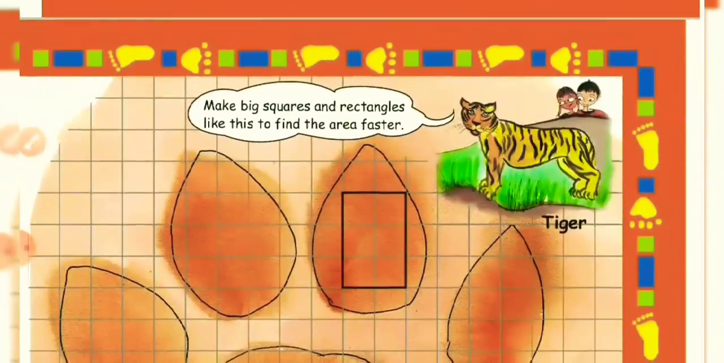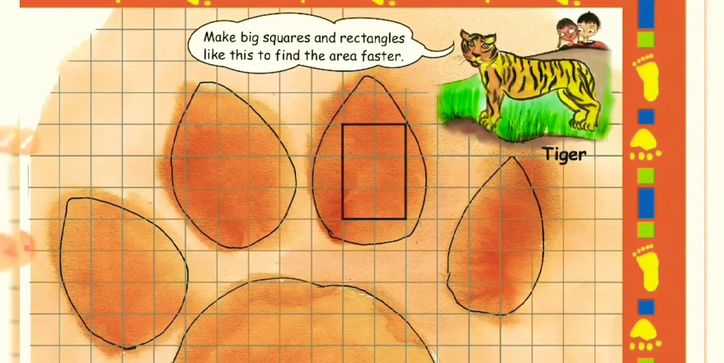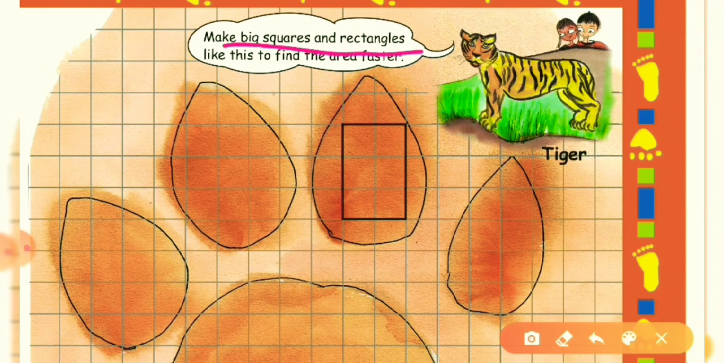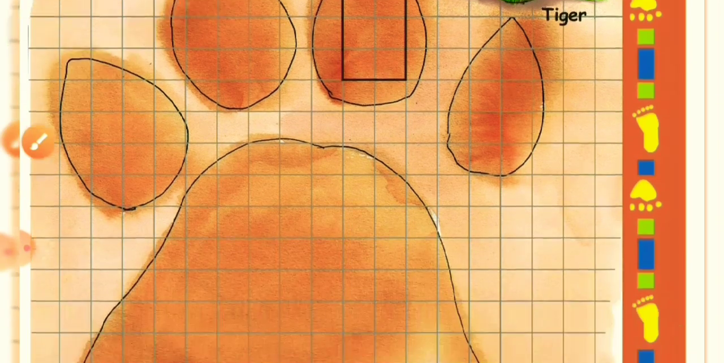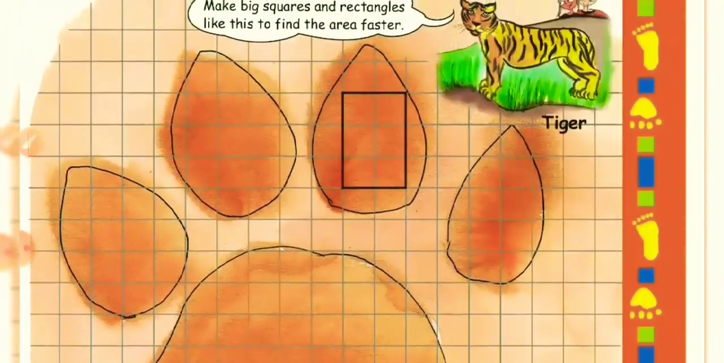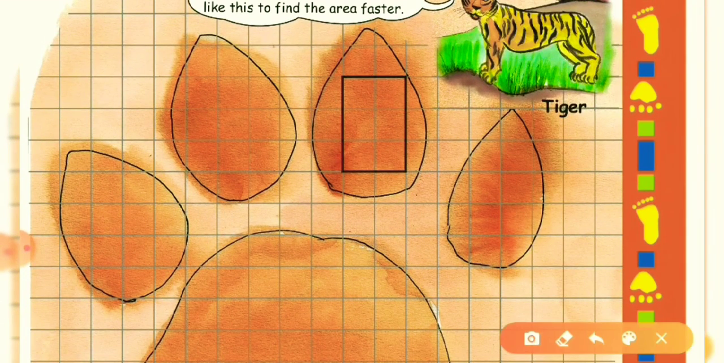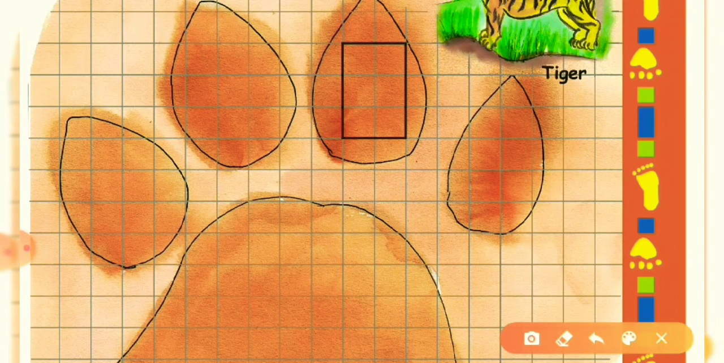And now on the next page, the tiger is saying to make big squares and rectangles like this to find the area faster. You can see a paw is here, and in this shape you can see that complete squares are joined to find the area. Similarly, you will make a shape of complete squares. For example, if I take this one, only make a shape of complete squares.